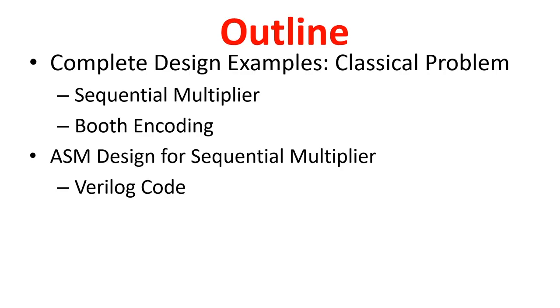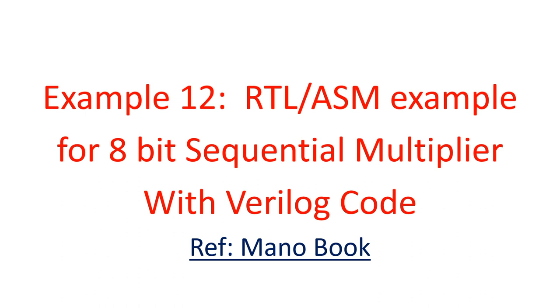So the outline of today's lecture is two classical problems: the sequential multiplier, with Booth encoding, and at a high level we will discuss the VDPU, that is the vector dot product unit, but in more detail the sequential multiplier. And not only the design, we will look at the detailed Verilog code of the sequential multiplier, and also the test benches, how we can write test benches for that. We have taken this example from the Mano book, chapter 8, and for this example we will use 8-bit sequential multipliers.